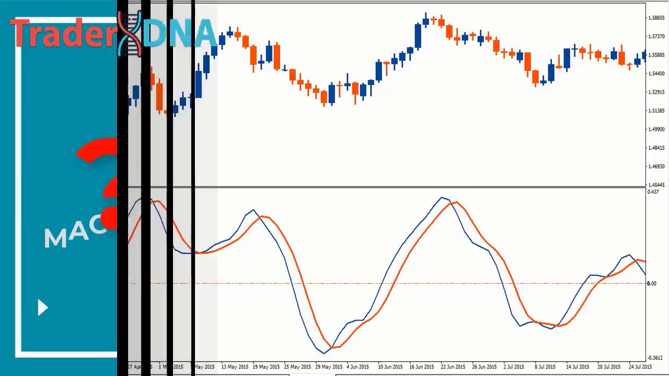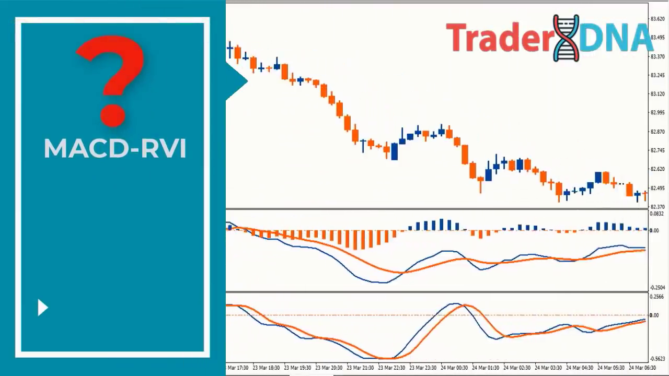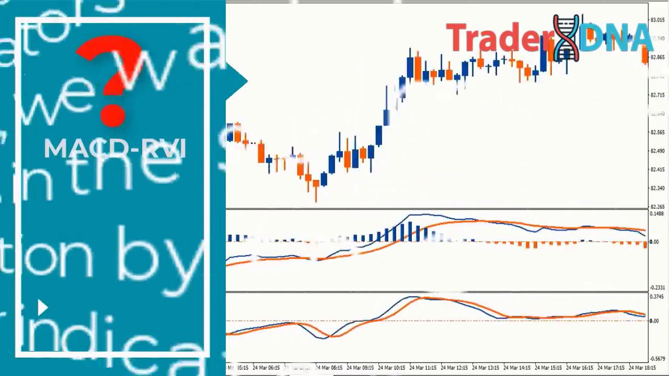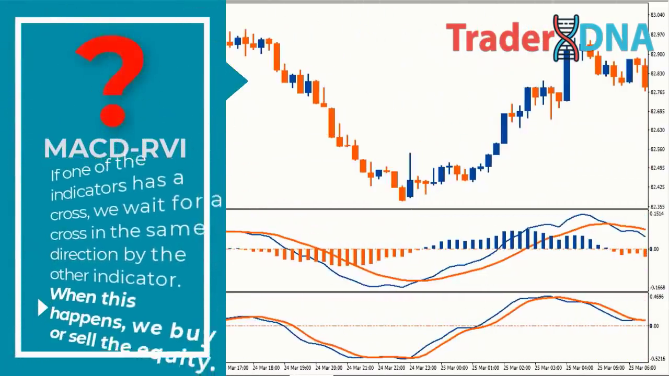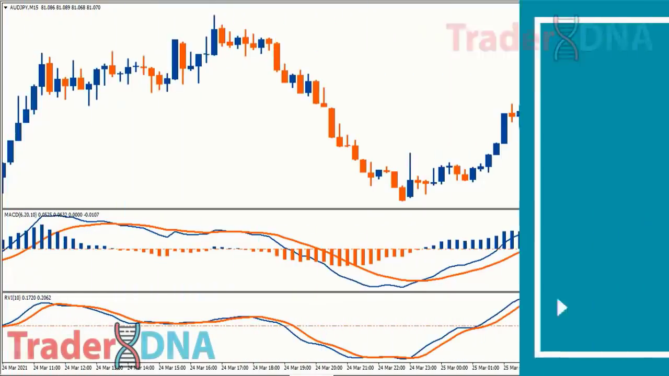And now, why the MACD Relative Vigor Index trading strategy? The basic idea behind combining these two tools is to match crossovers. In other words, if one of the indicators has a cross, we wait for a cross in the same direction by the other indicator. When this happens, we buy or sell the equity.